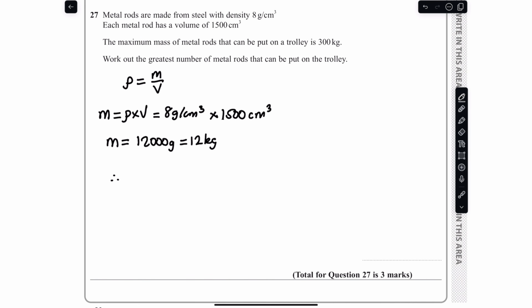Therefore, to obtain the greatest number of metal rods that can be put on the trolley, given that each trolley can only take a maximum mass of 300 kilograms of metal rods, we need to divide 300 by 12. And that value gives you 25. So your final answer is 25.